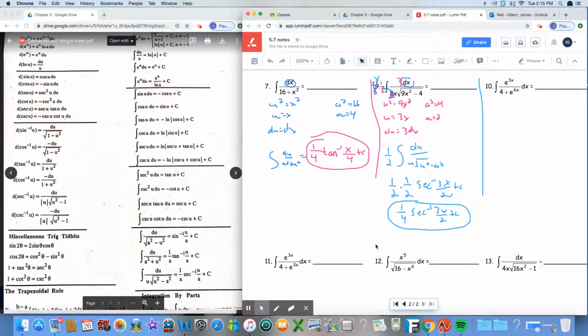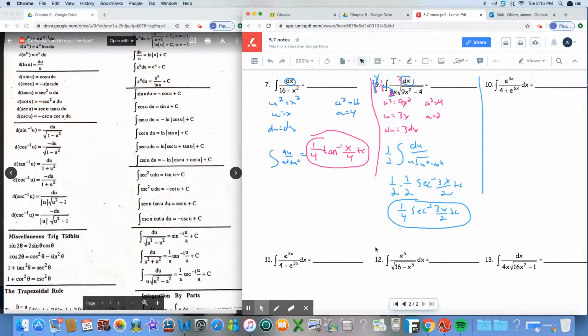All right. Now, 10 and 11. All right. 10 and 11 look very, very similar to each other. Okay. And I will tell you right now, on your last quiz of the year, there'll be one just like 10 and just like 11. And one of them is going to be done using this, and one of them is going to end up being du over u. Okay.